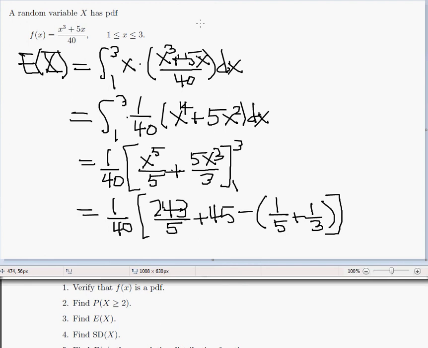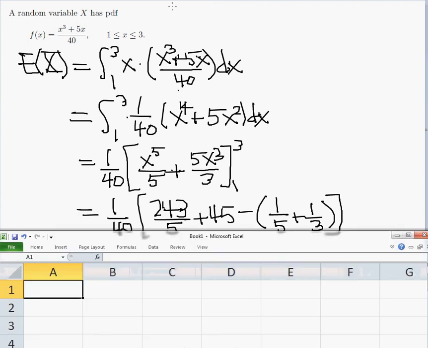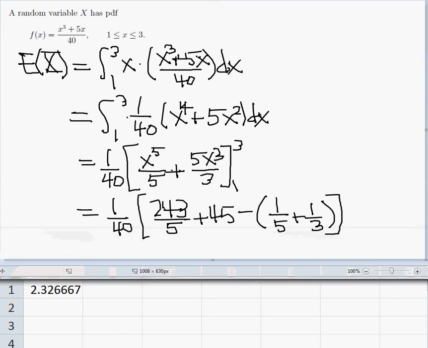Okay, and then it's just a matter of figuring out numerically what this works out to be. Let me do this in Excel here at the bottom. So this is equal to 1/40 times 243 over 5 plus 45 minus 1/5 plus 1/3. I get 2.326667. Now notice that it is perfectly acceptable for this number to be something that's bigger than 1.